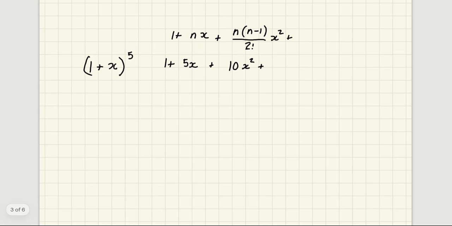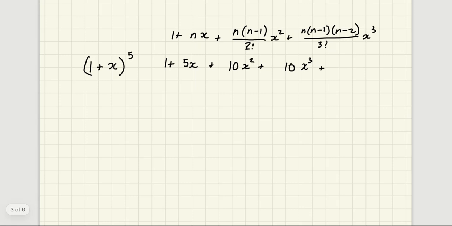Plus, well, it's going to be n times n minus 1 times n minus 2 over 3 factorial x cubed. So that's 5 times 4 times 3, which is 60. What was the factorial? 3 factorial is 3 times 2 times 1, which is 6. So that becomes 10 x cubed. And you hopefully will be noticing the pattern: 1, 5, 10, 10.